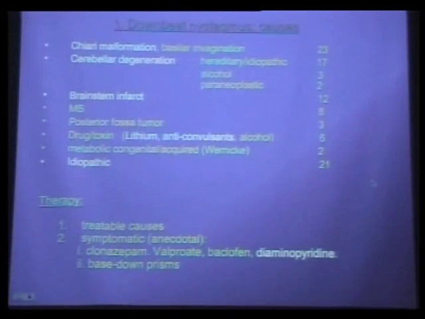Causes to consider: something at the cervicomedullary junction, like basilar invagination, atlantoaxial subluxation in rheumatoid arthritis. Then cerebellar degeneration, most often an idiopathic form, but sometimes alcoholic cerebellar degeneration and neoplastic forms as well. Not common though. Brainstem infarct, posterior fossa tumors, and other things. Medications and convulsions can do this as well.